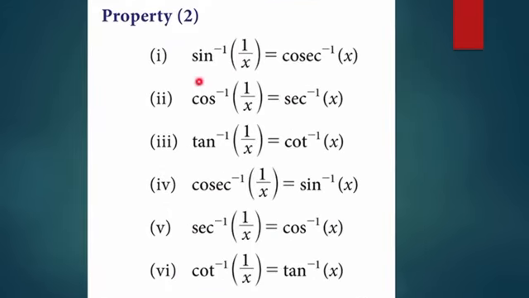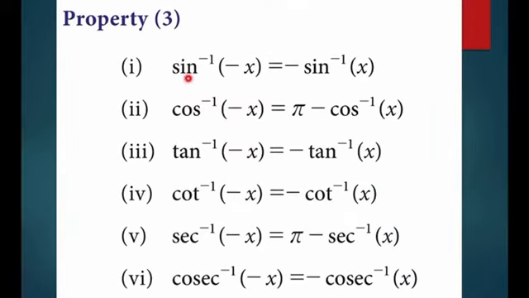Property 2. Sine inverse of 1 by x, that is equal to cosecant inverse of x. Sine and cosecant are inverses, isn't it? 1 by sine x is cosecant. Similarly, cos inverse of 1 by x is equal to secant inverse of x. Similarly, for tan it is cot once again. Okay.